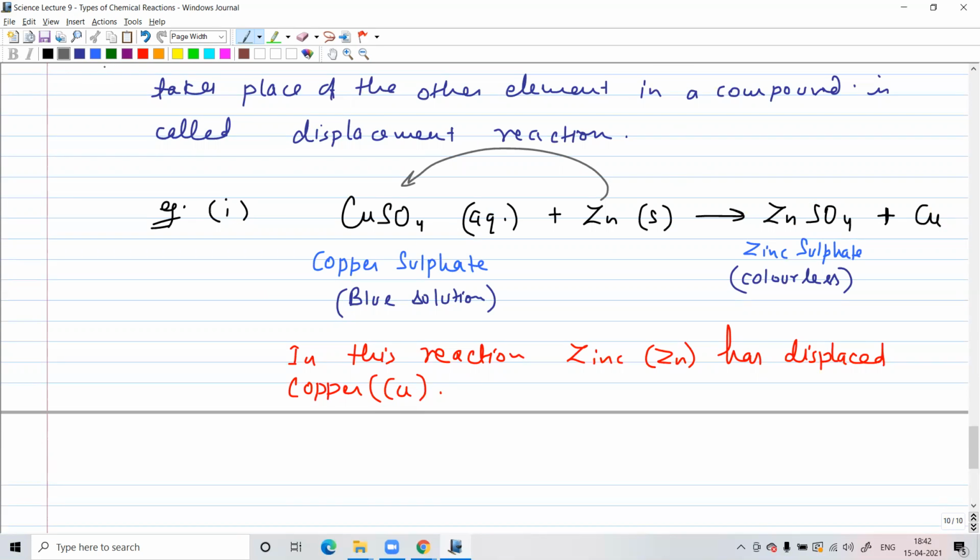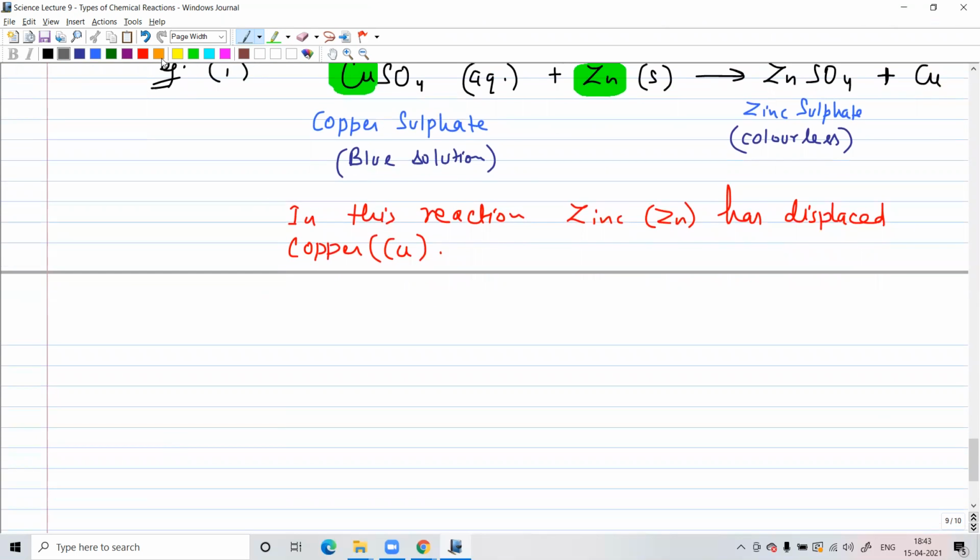This kind of displacement happens whenever displacement happens. The more reactive metal, whichever is more reactive, will displace the less reactive one. So if zinc is displacing copper, it means that zinc is more reactive. Zinc is the bully, bigger guy, goes and displaces the copper from here. Okay. Let's take more examples.